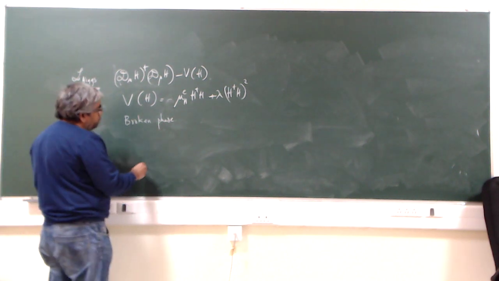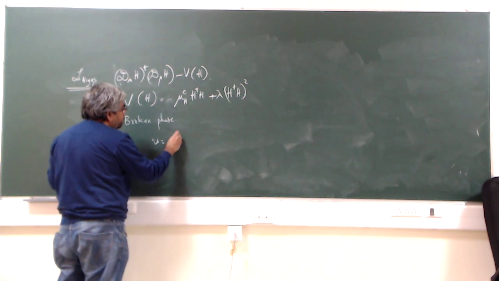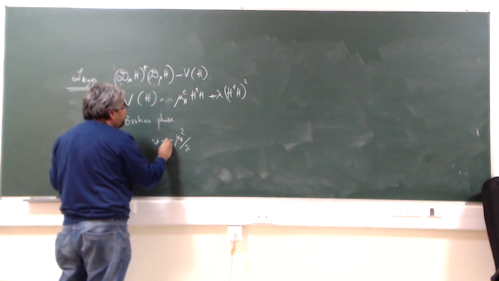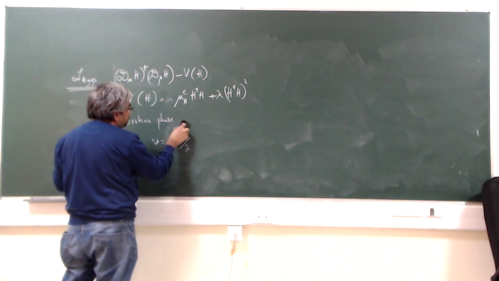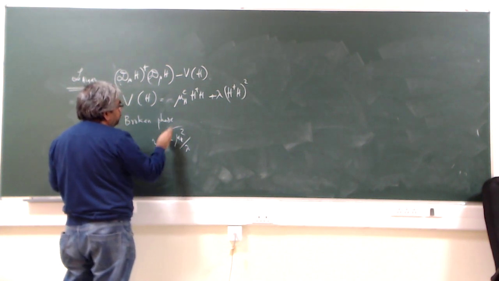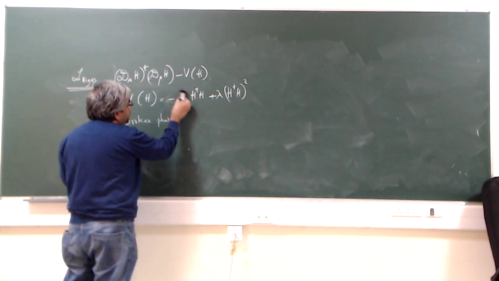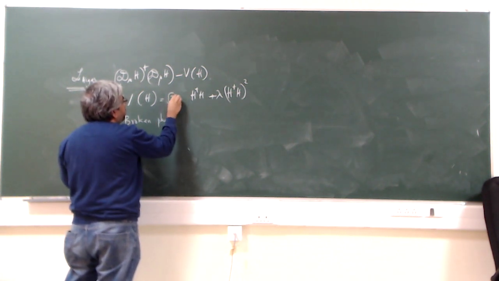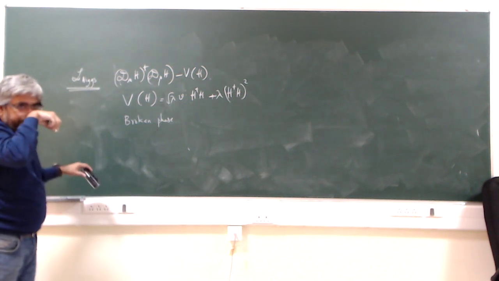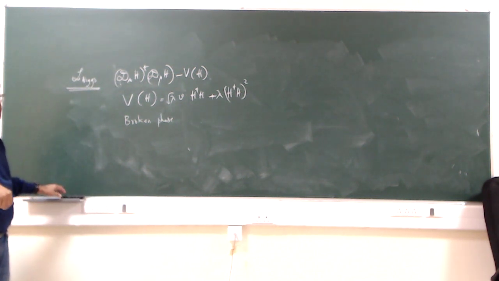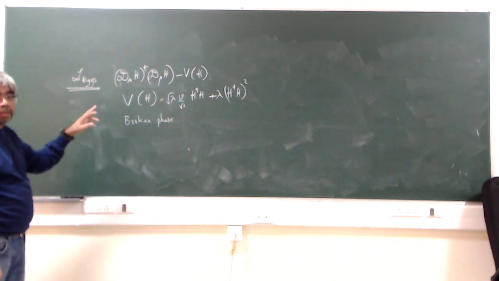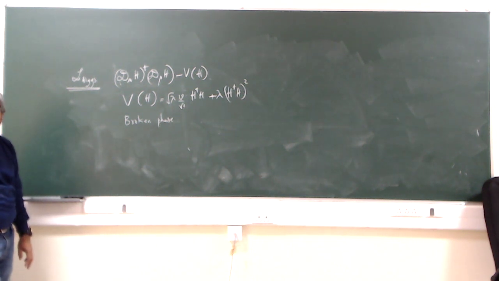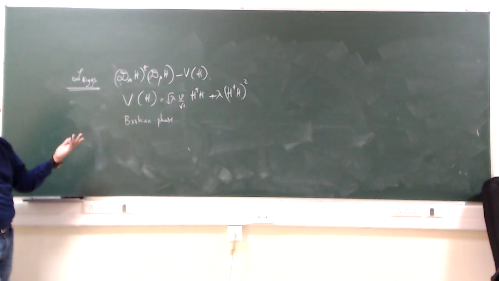Okay? So you have v is equal to minus mu_H square by lambda. So if you put a minus sign here, this can be replaced by root lambda mu, up to a factor 2 or something, essentially. So it's v by root 2 or whatever it is. Okay. Do you all agree with this? You know what is v by root 2? v by root 2 is around 175.